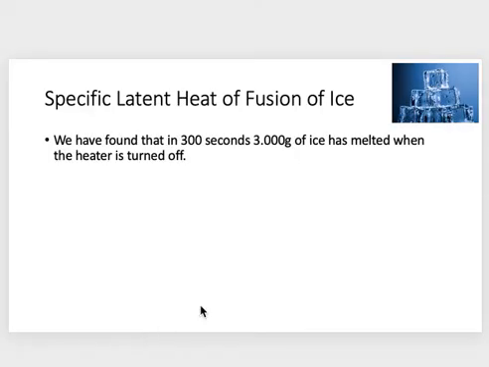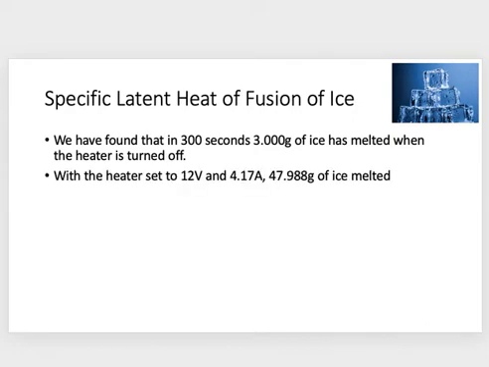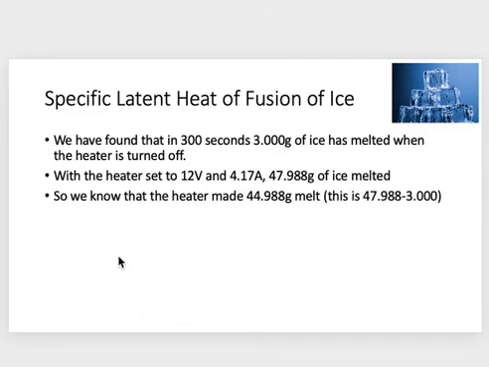So from the experiment we have just done, we have found that in 300 seconds, 3 grams of ice melted when the heater was turned off. With the heater set to 12 volts and 4.17 amps, 47.988 grams of ice melted. So we know that the heater made 44.988 grams melt, because if we didn't have the heater on, only 3 grams would have melted. We take that away from 47.988, and so we get 44.988 grams melted because of the heater being on.